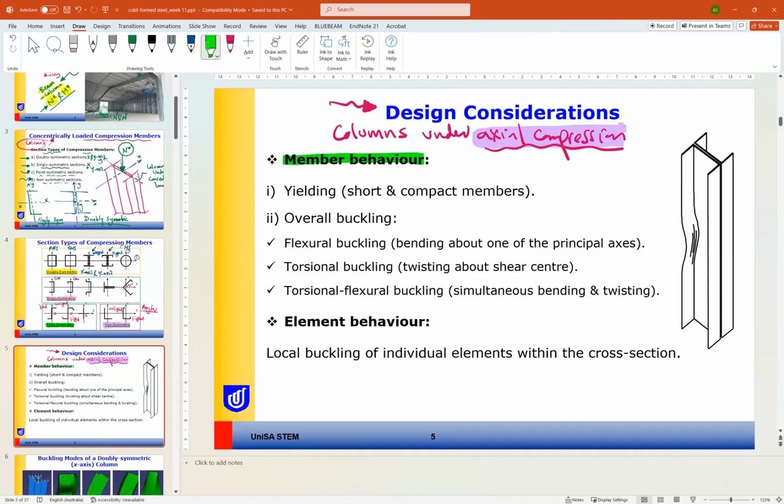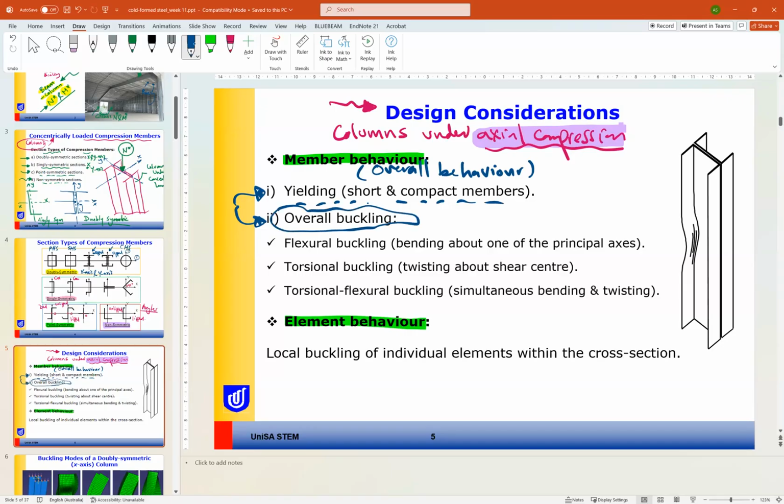We have two types of buckling, which are included in member behavior and element behavior. For member behavior, we can call it the overall behavior of the member, which includes yielding for short or compact members, but our main problem is the overall buckling. So our main problem in axial compression members is buckling.